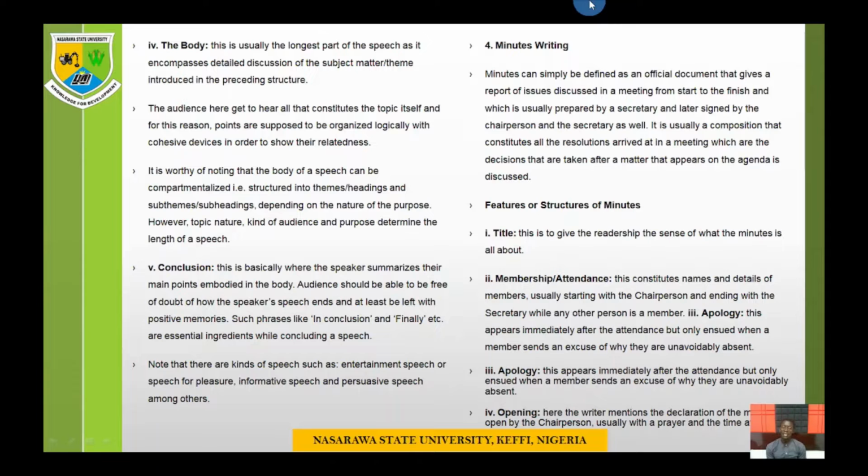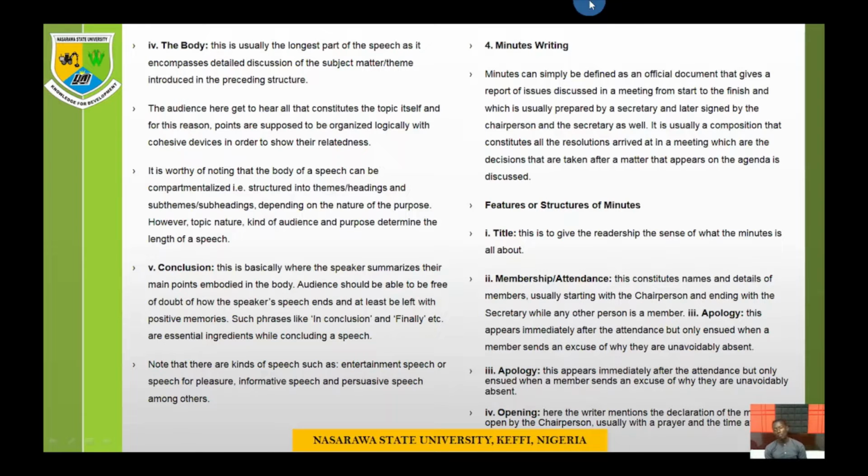And after everything, it gets signed by the chairperson, the chairman, or whatever, and the secretary too signs the document, for referential purposes. It is usually a composition that constitutes all the resolutions arrived at in a meeting, which are decisions that are taken after a matter that appears on the agenda is discussed.